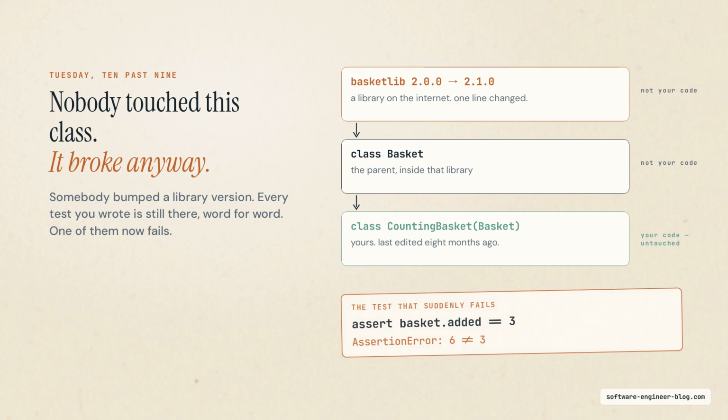Here is the strange part. Every one of these files, read on its own, is correct. The library is correct. Your class is correct. The test is correct. And together, they are wrong. So this video is about one thing: how two classes get wired to each other. That is the whole subject.